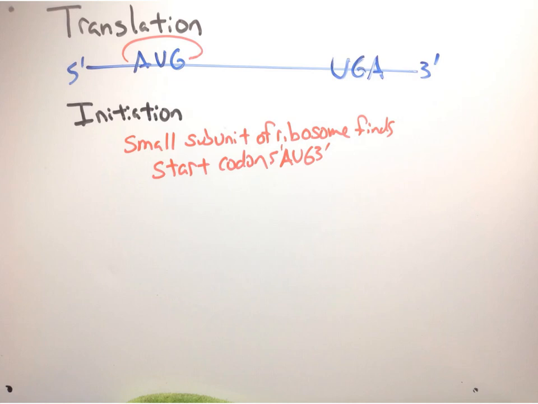Once the RNA has been processed and exported from the nucleus, it heads out to the cytoplasm to be picked up by a ribosome for translation. Just like transcription, translation also has 3 steps: a beginning, a middle, and an end: initiation, elongation, and termination.